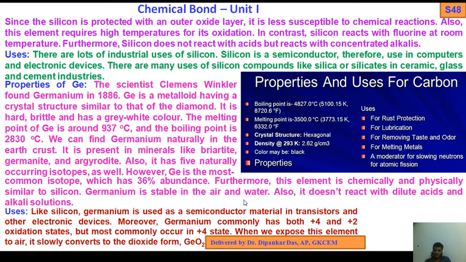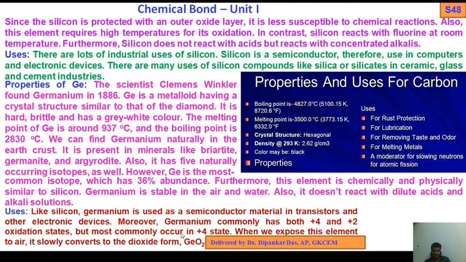Germanium is stable in air and water. Also, it doesn't react with dilute acid and alkali solutions. Okay. Uses: like silicon, germanium is used as a semiconductor. A pure crystal of silicon or germanium is an intrinsic semiconductor. By adding a doping substance, you get an extrinsic semiconductor, N-type or P-type. So silicon and germanium are used as semiconductor materials in transistors and other electronic devices.